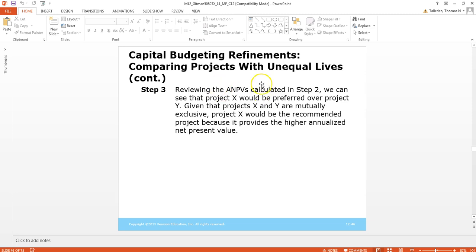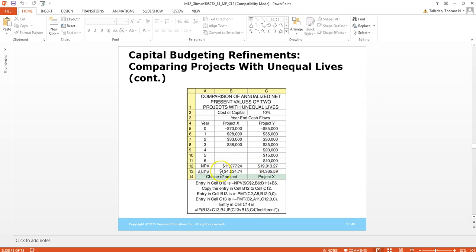And reviewing the annualized net present values in step 2, we see that project X would be preferred over Y. I'll go back and we'll look at that. Look at project X. You can see it's got a higher annualized net present value. Everyone see the difference there?